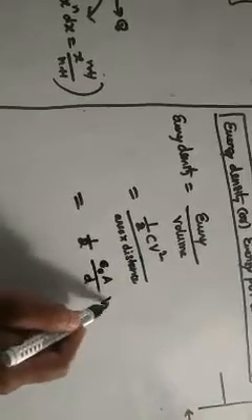Area of the plate and distance between the plates. This is equal to half the capacitance of the parallel plate capacitor, epsilon naught A by D, into V square. V means potential. Potential I am writing like this. A uniform electric field is there between the plates of the capacitor, so E equal to V by D.